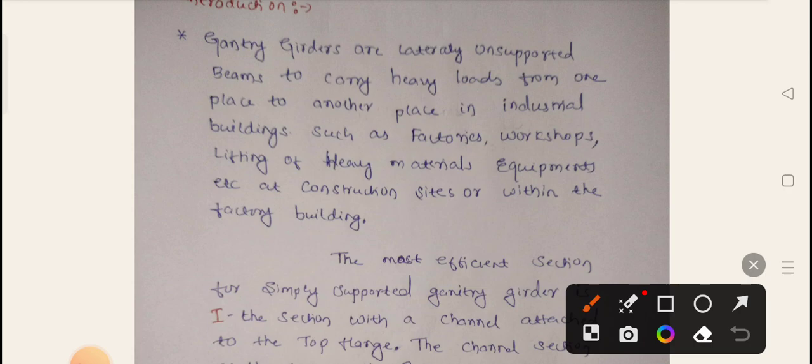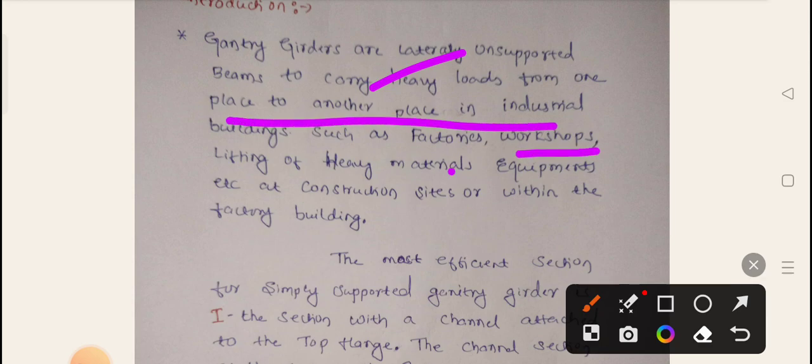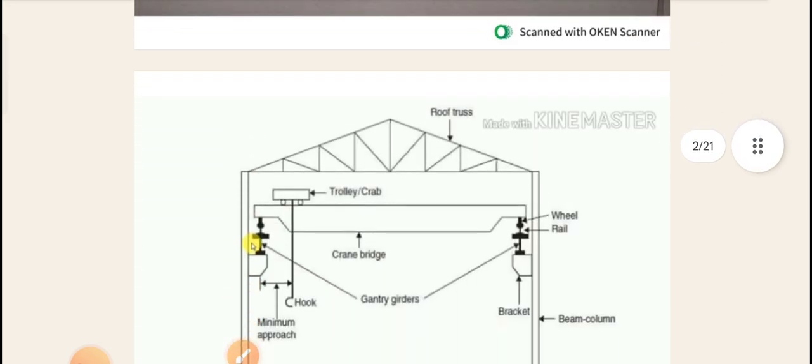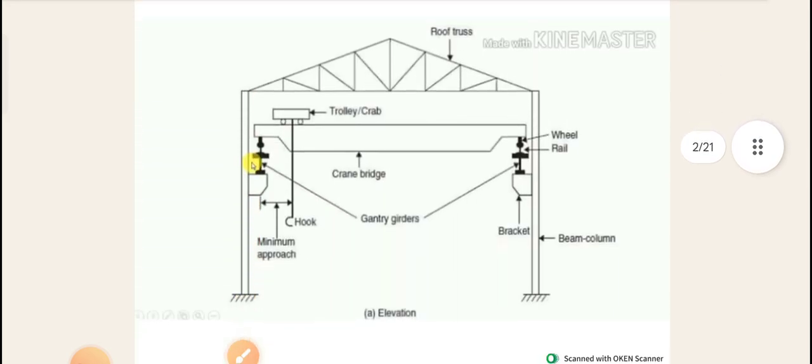So gantry girders are laterally unsupported beams to carry heavy loads from one place to another place in industrial buildings, such as workshops, construction sites or factory buildings. These are the things you are supposed to remember. By seeing this definition alone, you can't understand what it is, so I will show a picture of this one.